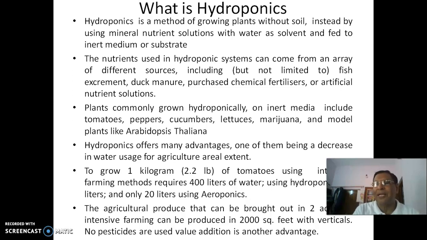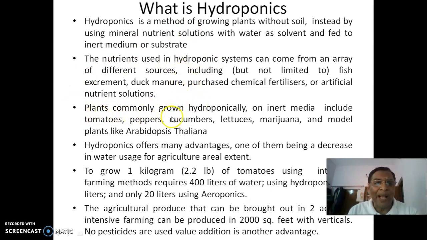Of course, the concept there is different. Here, I am just reminding you that fish excrement and duck manure are sources. Like several such things, you can add locally made fertilizers or even commercially available fertilizers. Artificial nutrient solutions are also made by companies, and you can use them. Now, these are the nutrient solutions. Next, you can also prepare them on your own.